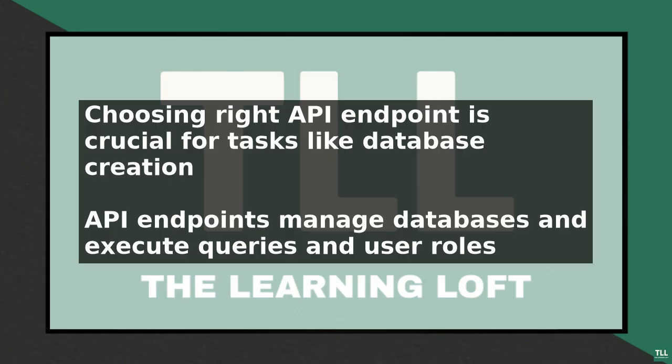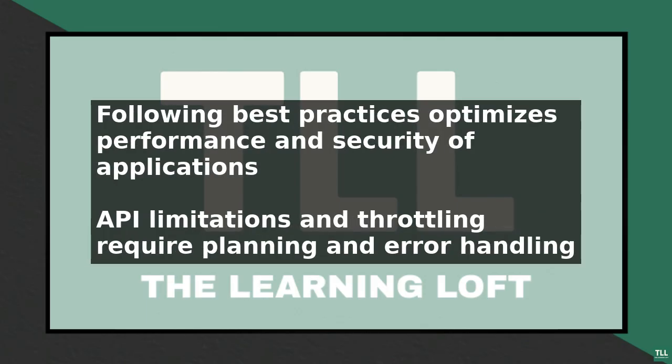When using the Azure Synapse REST API, it's essential to follow best practices, such as handling errors and exceptions, using secure authentication and authorization, and optimizing performance. You should also be aware of the API limitations and throttling, and plan your application accordingly.